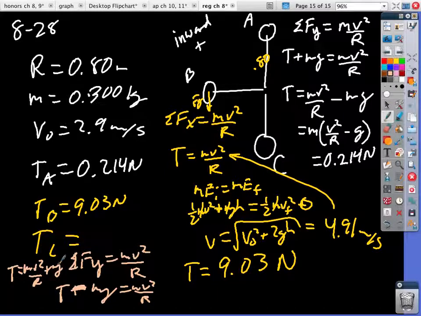And then we can also use... let's do it all over.